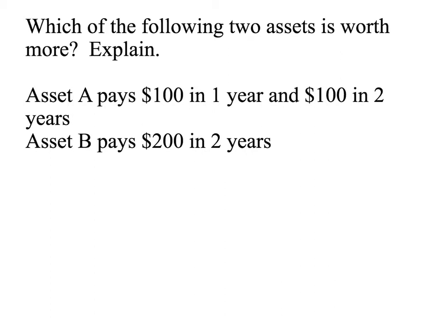Intuitively, the bond or the asset that pays us back sooner is worth more because payments further out in the future are worth less than payments closer to the present, all else equal. And since both assets eventually give us $200, the one that gives us our little bit of money earlier is worth more, and that is asset A in this case.